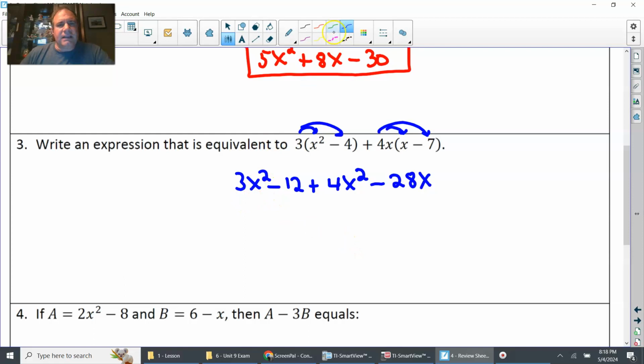So this is 3x squared plus 4x squared is 7x squared. Then you have -28x, and you have minus 12. And that is your final answer.